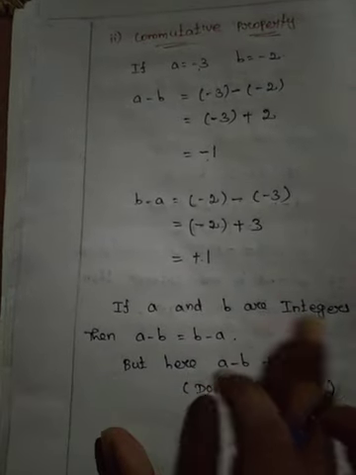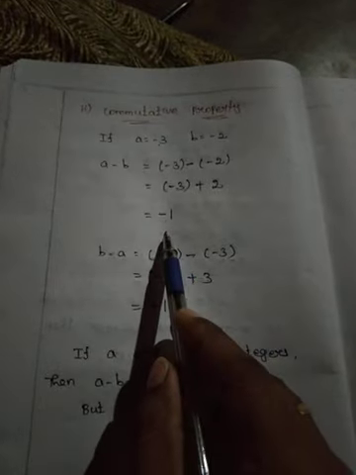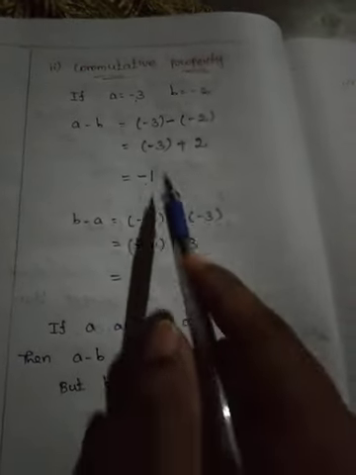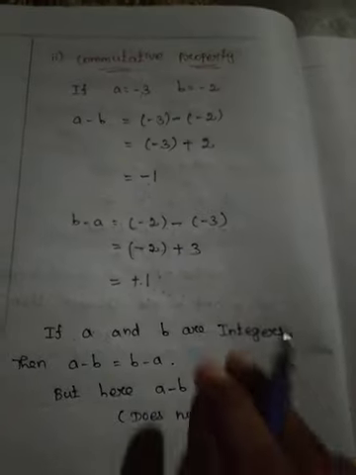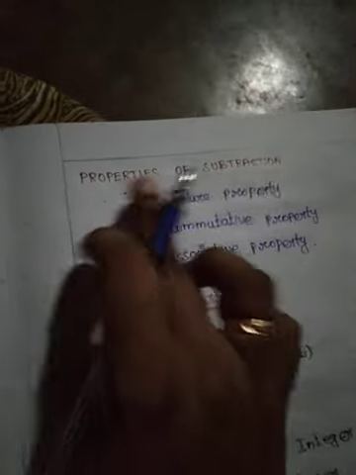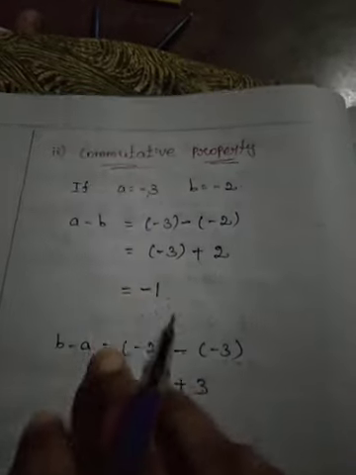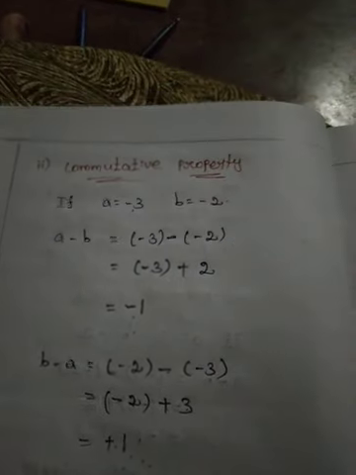If we see the commutative property, if a and b are integers, then a minus b is equal to b minus a. But see the answer: a minus b is minus 1, and b minus a is plus 1. So both are different. Here a minus b is not equal to b minus a. It does not satisfy. So the commutative property is not satisfied for subtraction of integers. Do you understand this?